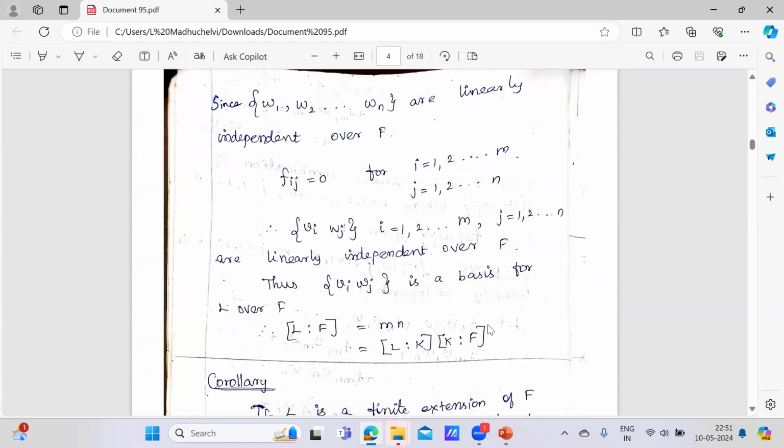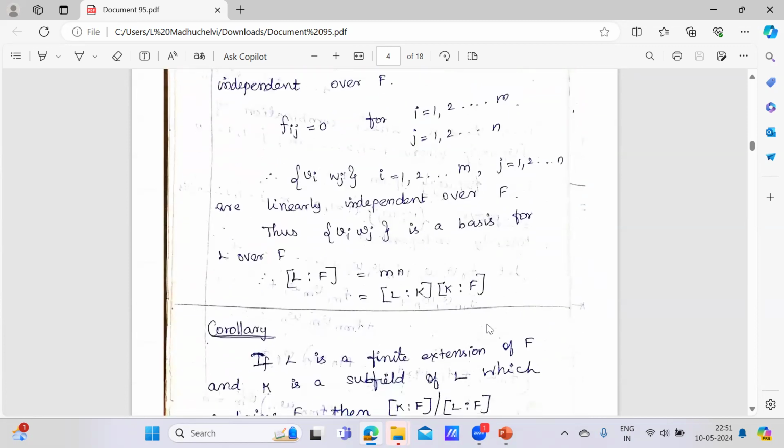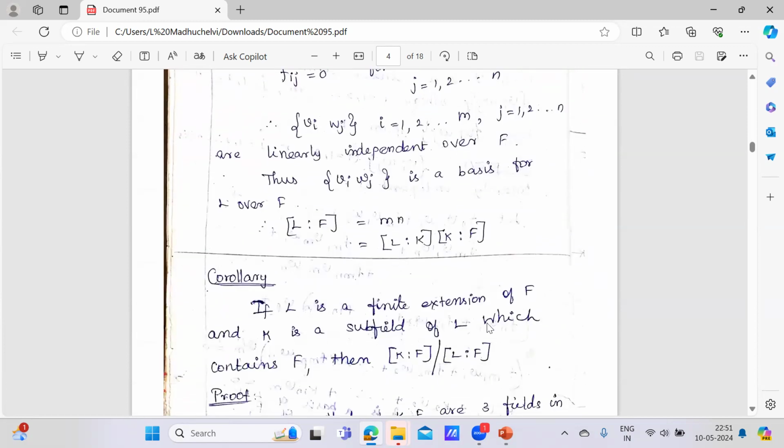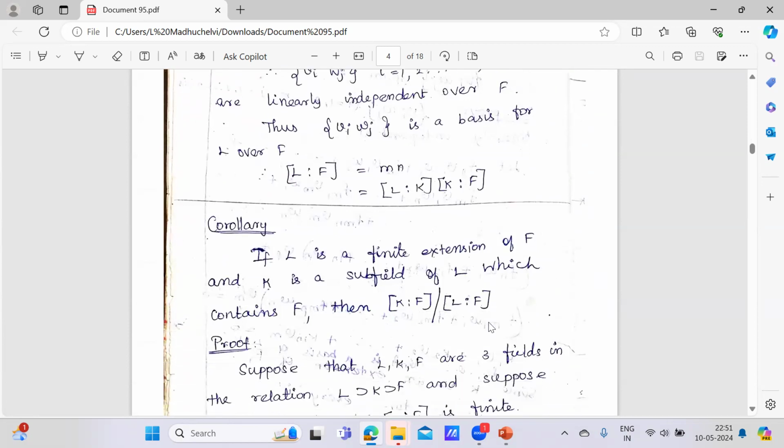Therefore, degree of L over F, the dimension of L as a vector space over F, is MN. So, what is M? Degree of L over K. What is N? Degree of K over F. Therefore, degree of L over F equals degree of L over K times degree of K over F.